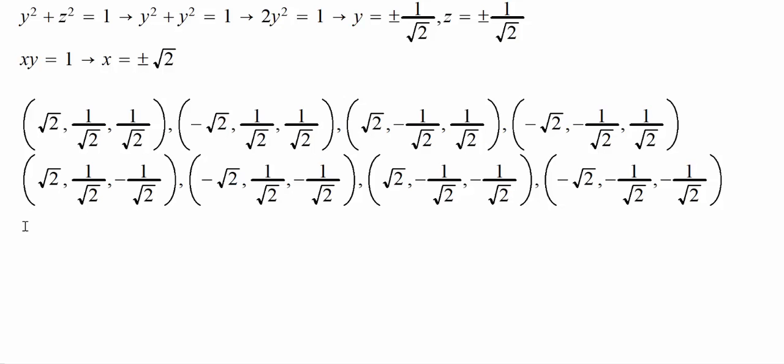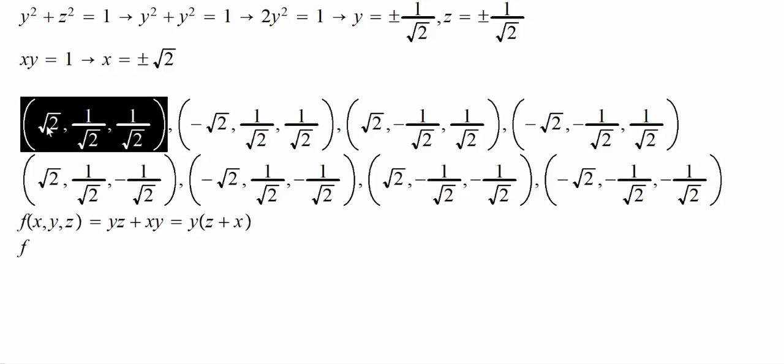Here I listed all the points for you, and if we go ahead and find the values of f at these points. Okay, so z plus x, that's what we have, right? So 1 second. Let me first define this to be the function.